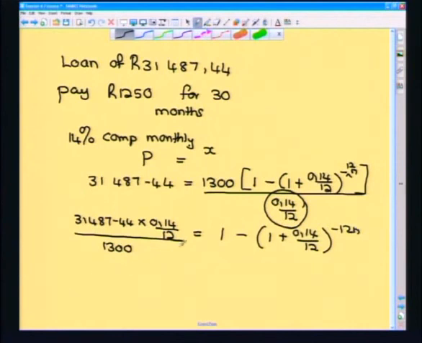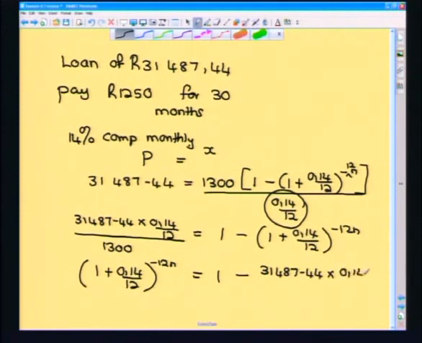Right, so now we can work this out and put that answer in there, or we can still carry on, and I think I'm going to still carry on. So I'm going to bring this over, because you see the whole bracket is negative, so it makes sense to bring it this side. And I'm going to make this 1 minus 31,487.44 times 0,14 over 12 divided by 1,300.